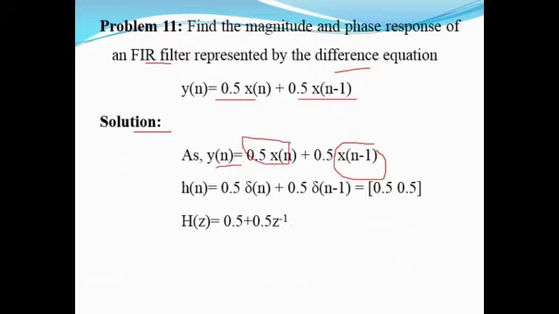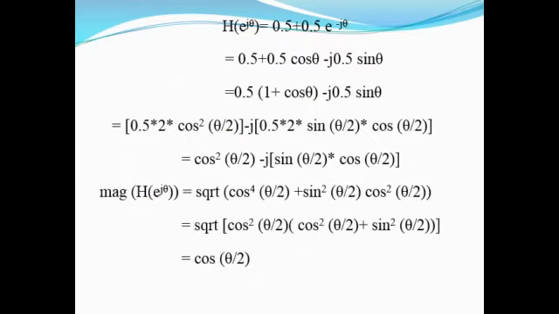Then h[n] is 0.5 δ[n] + 0.5 δ[n-1], which is given as 0.5 and 0.5. By using the transformation, we find the transformed value of h[n], which is H(z) = 0.5 + 0.5 z^-1. Once it is done, we can substitute to get H(e^jθ), that is 0.5 + 0.5 e^-jθ. This can be expressed using Euler's form in terms of cos and sine. So this is what we get.